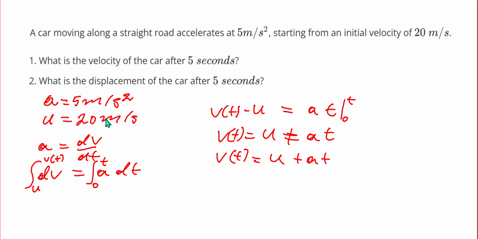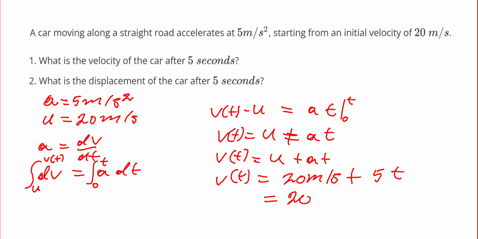We know that a is 5 meters per second square and initial velocity is 20 meters per second. So at any time t, the velocity is 20 meters per second plus 5t, or let us write it 20 plus 5t, where velocity is in meters per second.